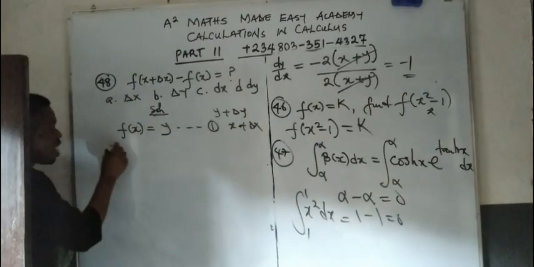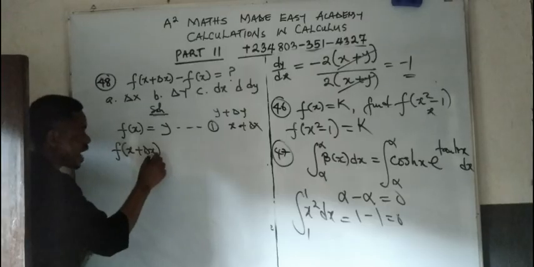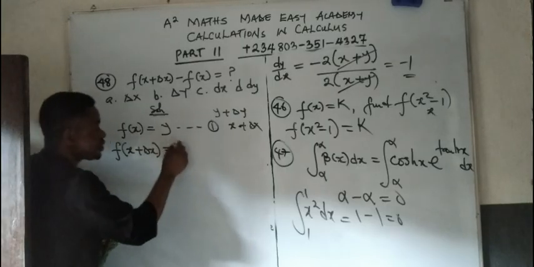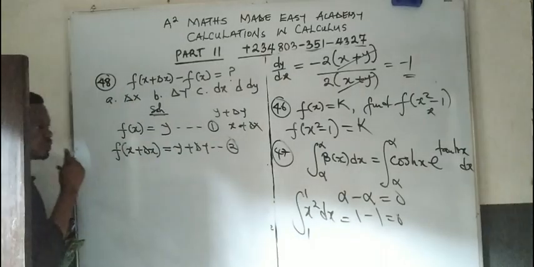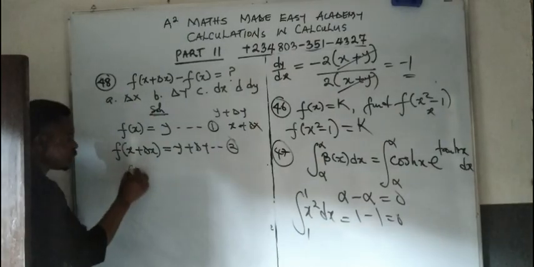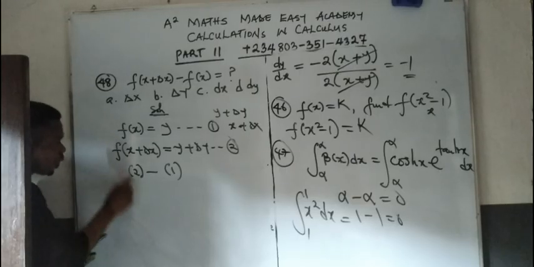Let's go now. Now I have with me f, bracket. I have x, add big delta x, then equal to. I have y, add big delta y. Call it equation 2. So what am I going to do? Equation 2 minus this equation 1. Are you ready now? Come on. What is equation 2?